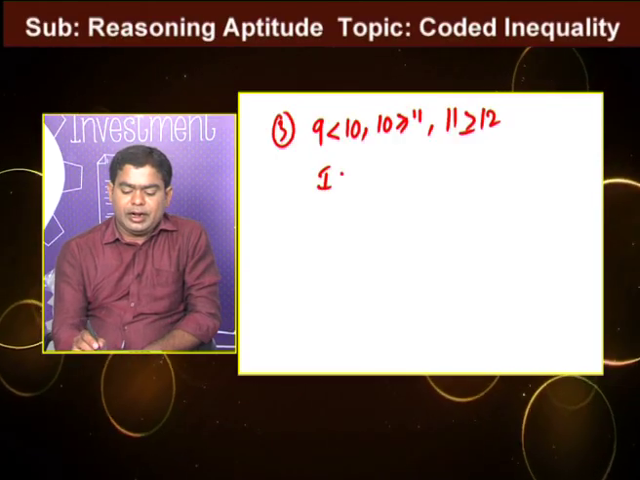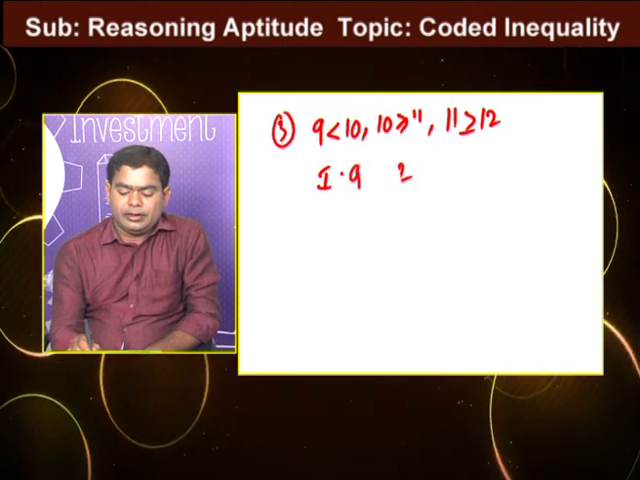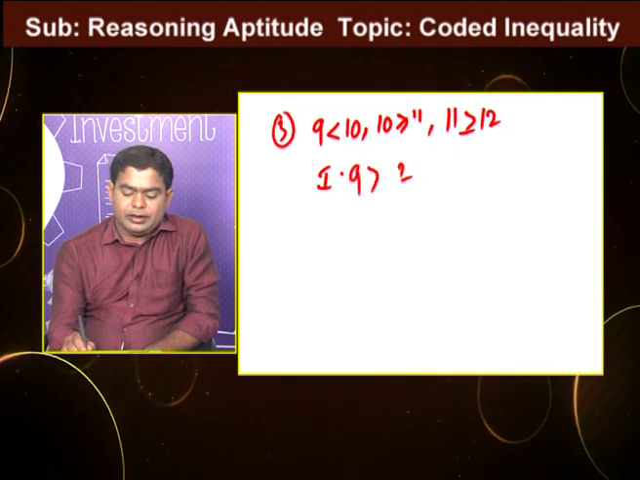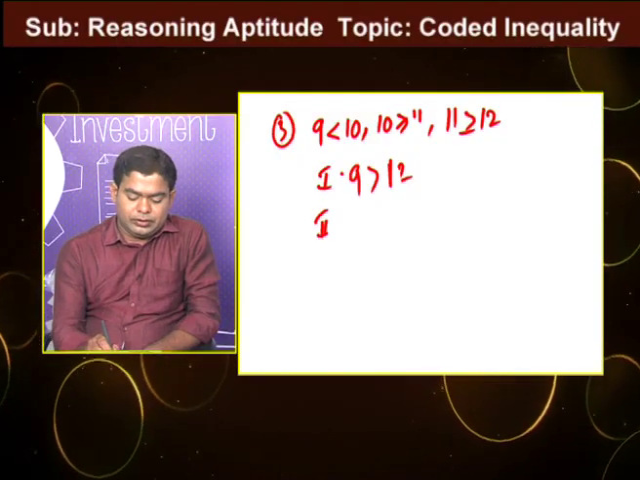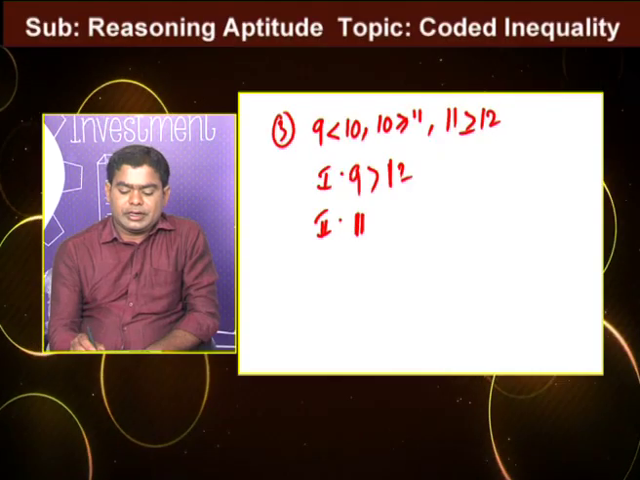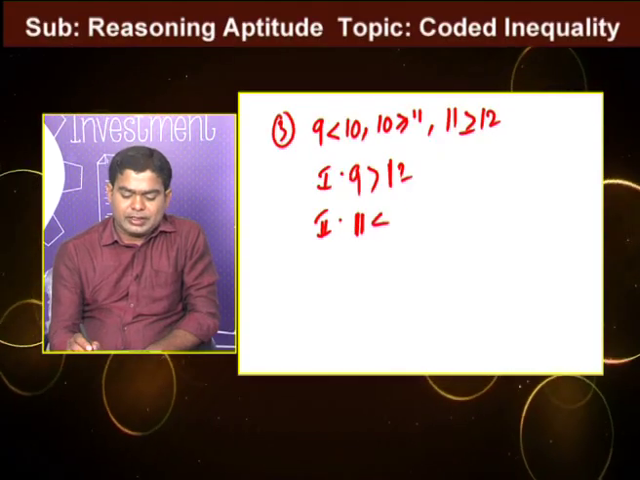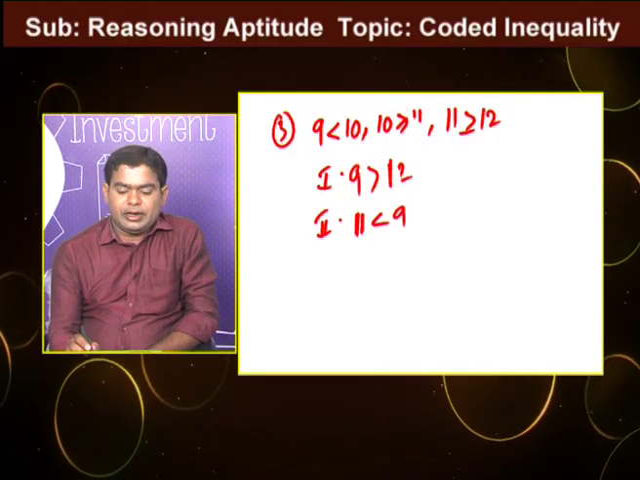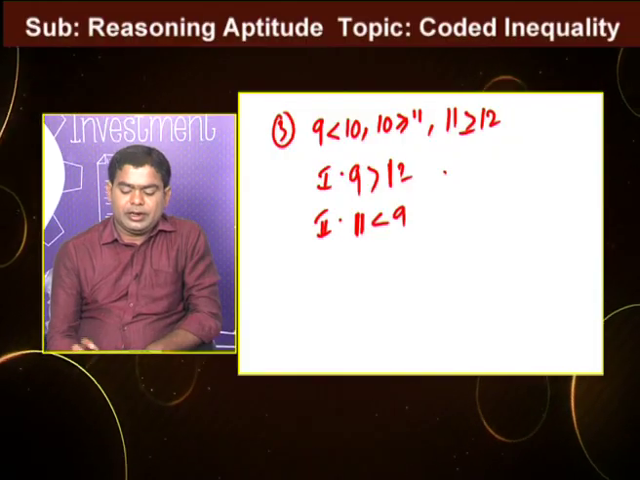Conclusion 1 is 9 dollar 12, dollar means greater than, 9 greater than 12. Conclusion 2 is 11 star 9. According to our question, star is denoted as less than, so 11 less than 9.